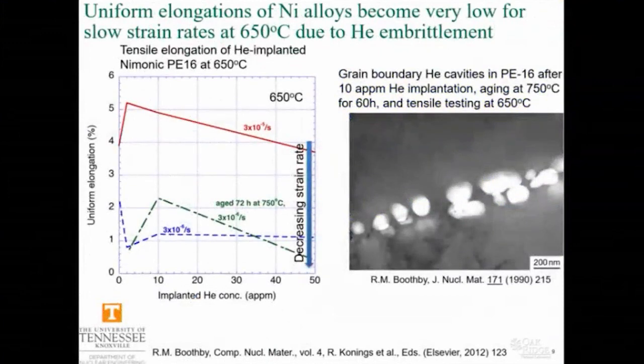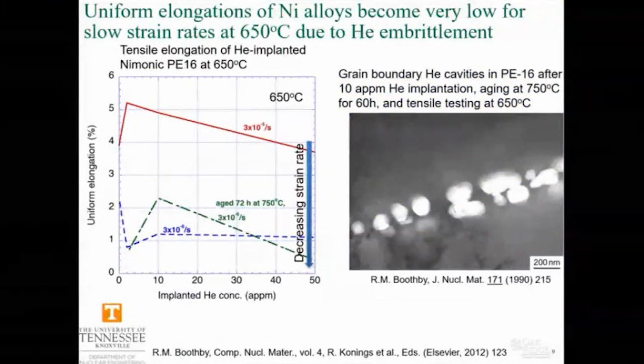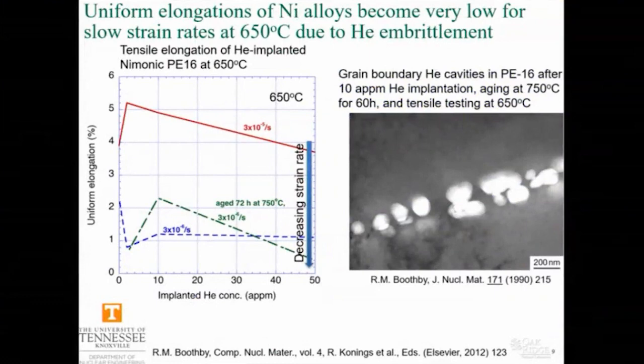So let's look at some typical examples of what happens. These are tensile tests, so these are accelerated rate tests, at much higher strain rates than what would be relevant for the actual application. And it's a nickel-based alloy, PE16 again, at 650 degrees centigrade, implanted with helium. And this shows the various levels of helium that were implanted, up to about 50 atomic parts per million helium.